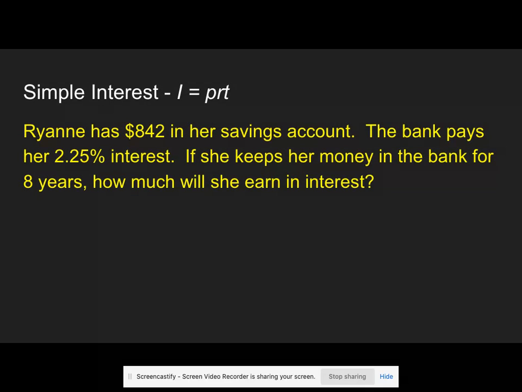Now, getting into the questions that actually pertain to the real world. So simple interest is something that you can gain by having money in the bank. And so I put Ryan has $842 in her savings account. The bank pays her 2.25% interest. If she keeps her money in the bank for 8 years, how much will she earn in interest? This is a formula that you're going to follow. So I is going to be the interest. So that's what we're looking for.